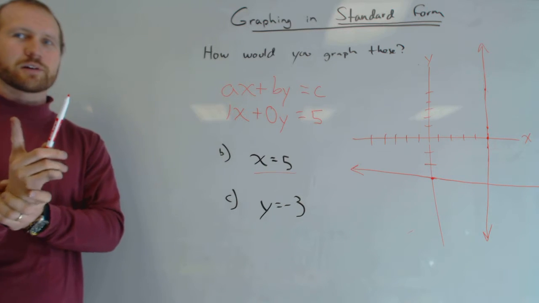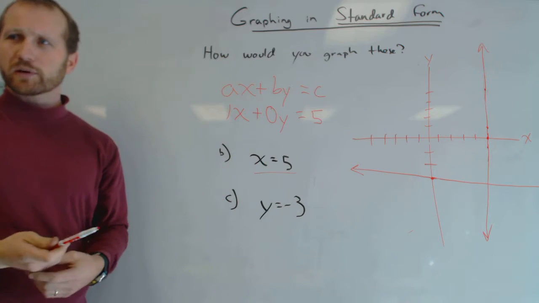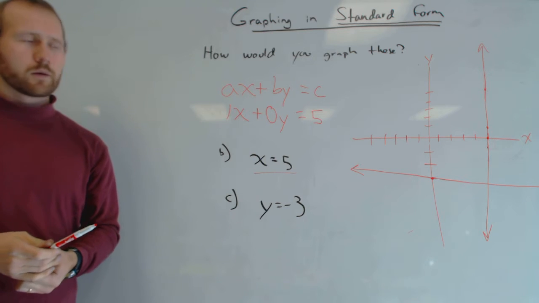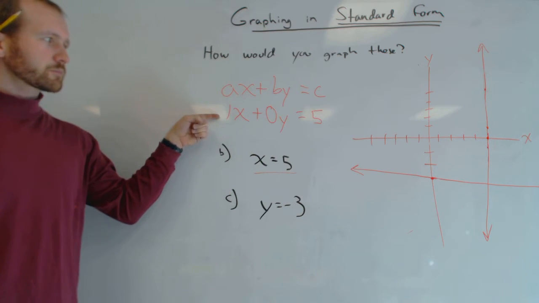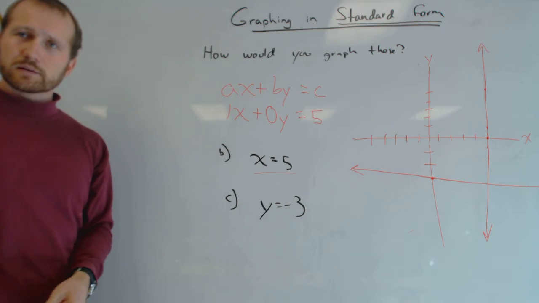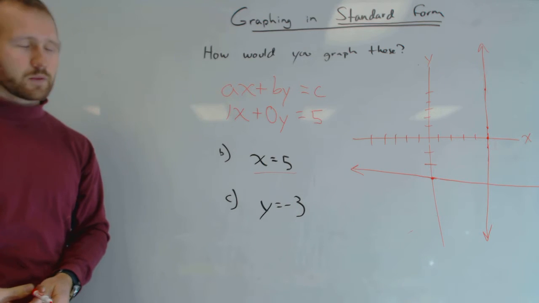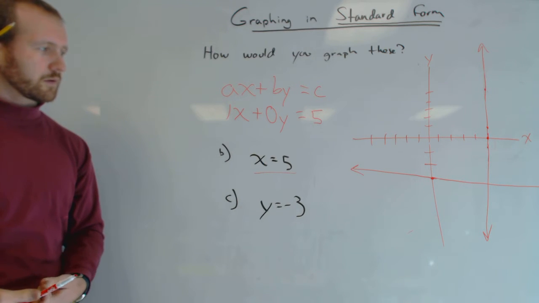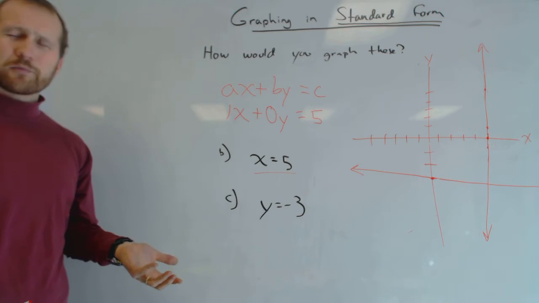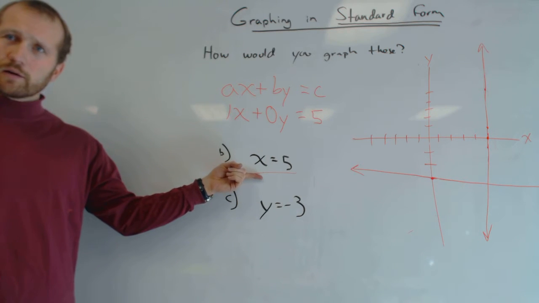So wait, I have a question though. Could you write this in slope-intercept form? It would be 1 over 1x. No, because it doesn't move. There's no y. So slope-intercept form is y equals, right? Can I find y equals here?